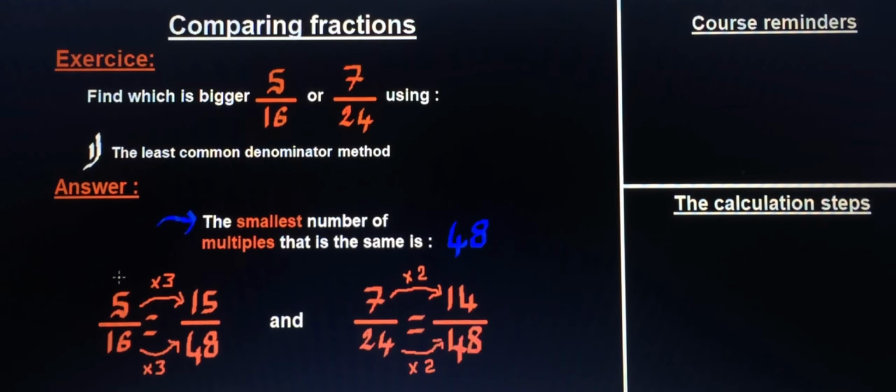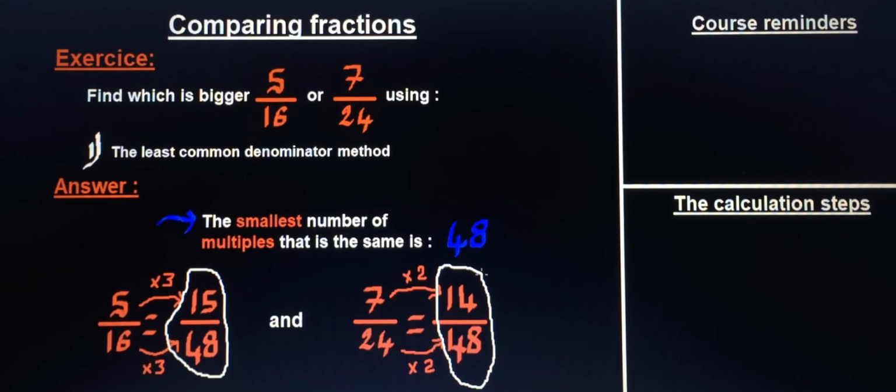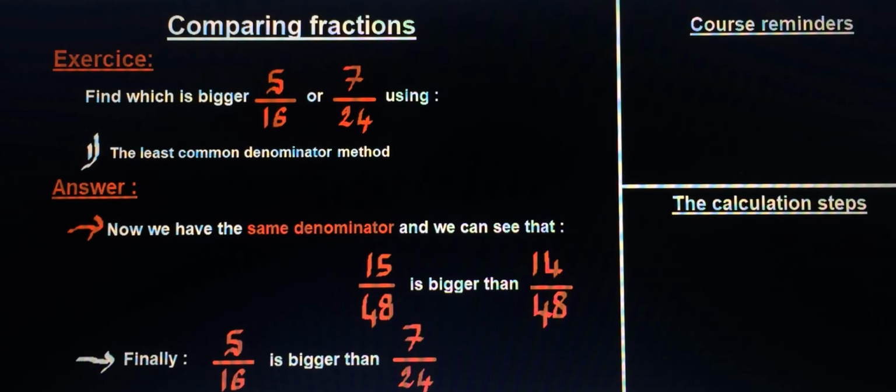Let's change each fraction to make their denominators the same as the least common denominator. We get 15/48 and 14/48. Now we have the same denominator, and we can see that 15/48 is bigger than 14/48. Finally, 5/16 is bigger than 7/24.